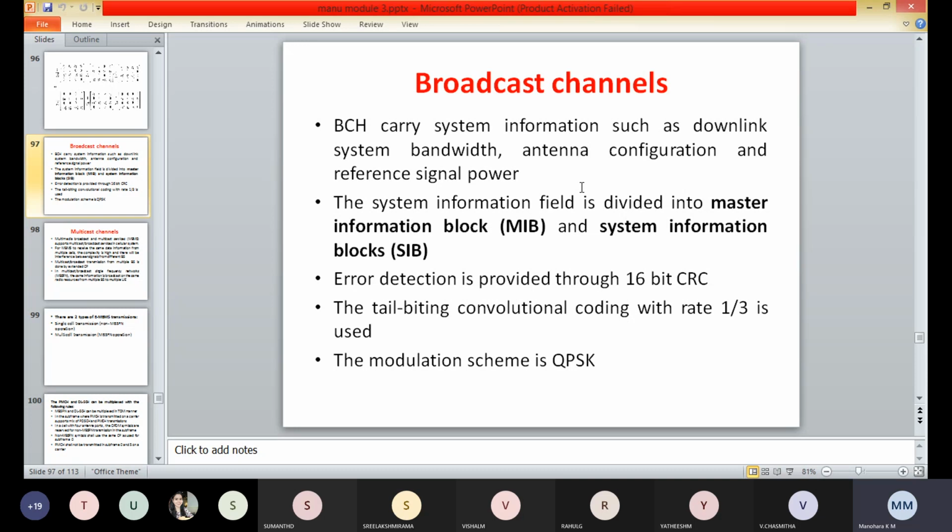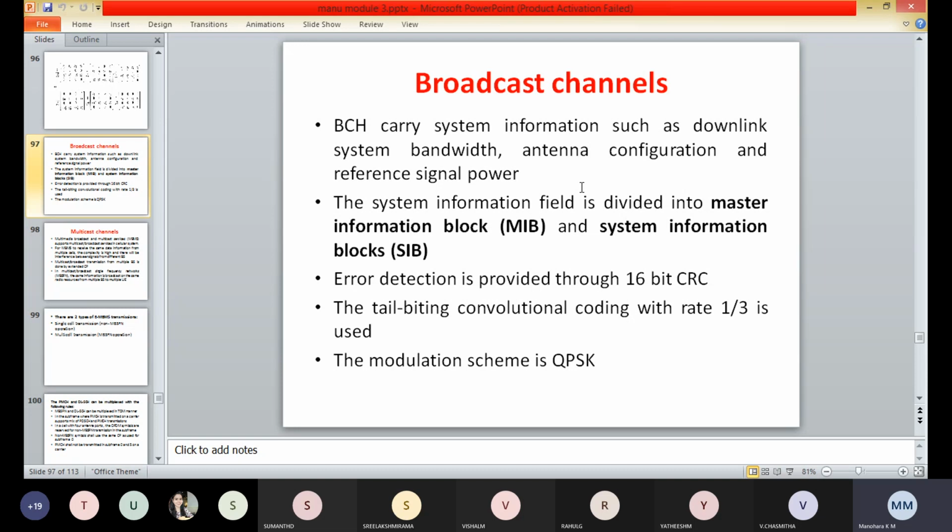So here the resource mapping of the PBCH is independent of the system bandwidth and the duplex mode. So this allows the user equipment to detect and decode the PBCH without any prior knowledge of the system bandwidth and the duplex mode.